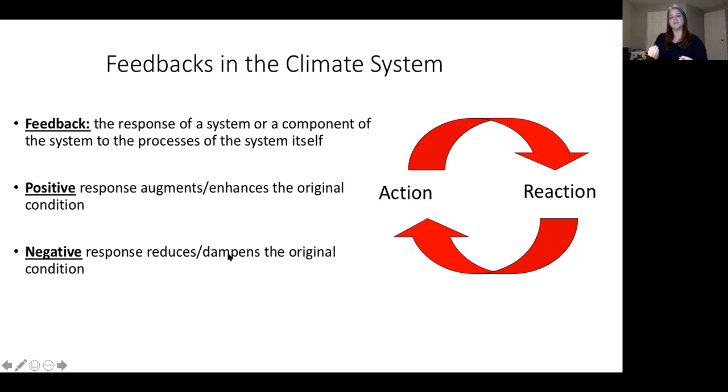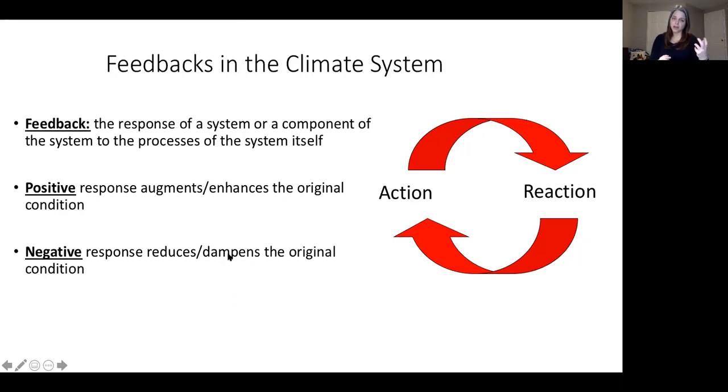The other piece is that, depending on what happens in that reaction and what system is getting impacted, the response might actually enhance the original condition, and that is called a positive feedback. Whatever the initial condition is, something happens because of it, and the result enhances that initial condition. A negative feedback is one where that initial condition creates something that ends up dampening or slowing down that initial condition.